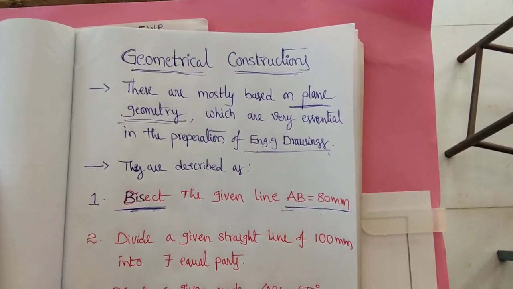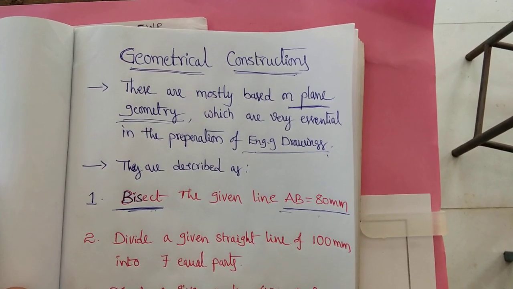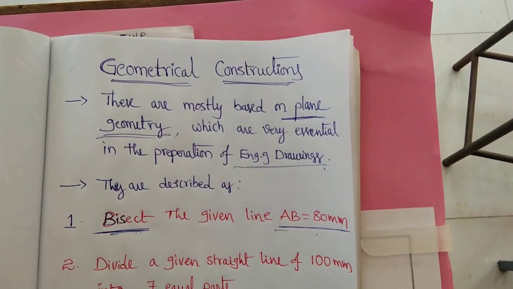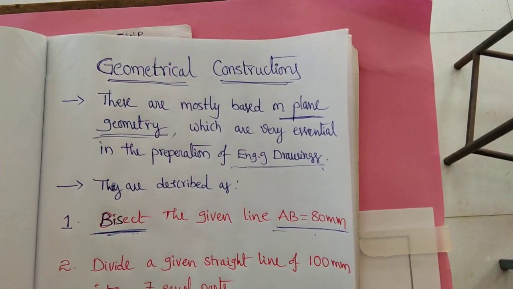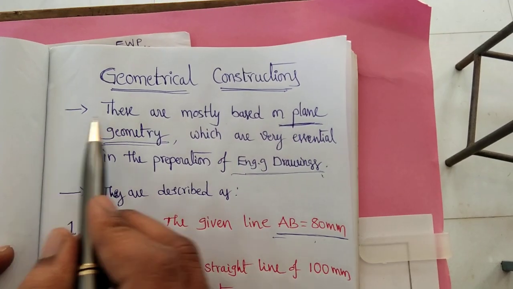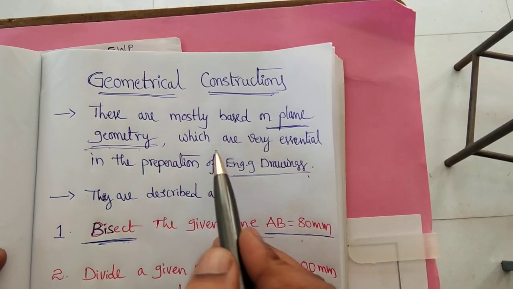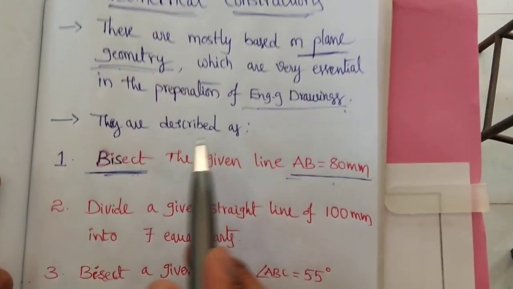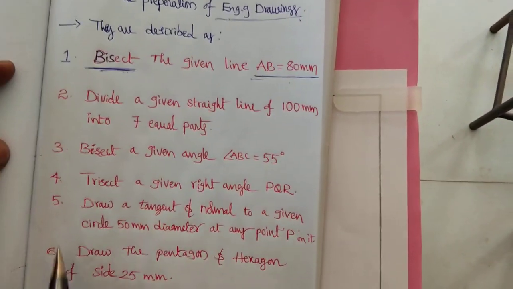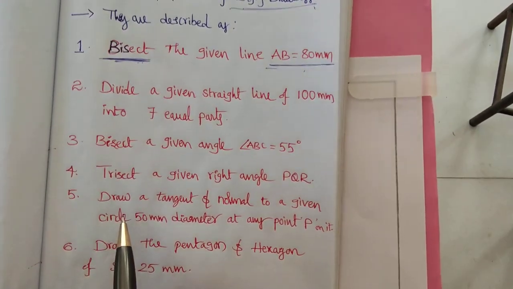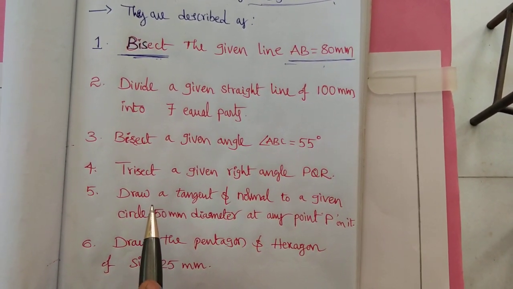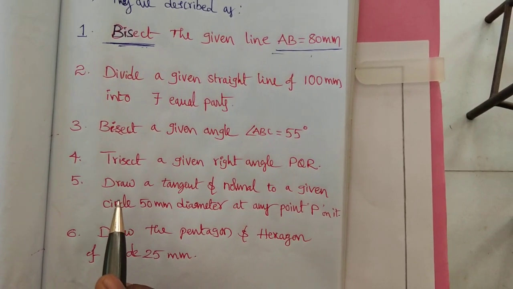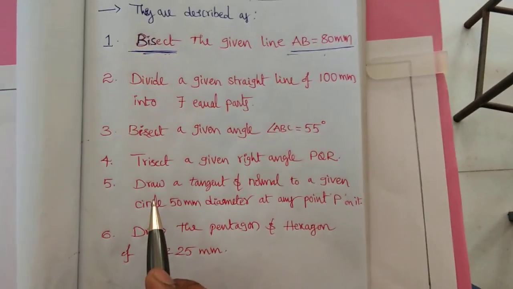In this class, this is class number 3, I am going to teach you geometrical constructions, that is, two-dimensional drawings. These are mostly based on plane geometry, which is very essential in the preparation of engineering drawings. We have 6 problems under geometrical constructions. These are very helpful in the preparation of engineering drawings in the further sheets or further topics.